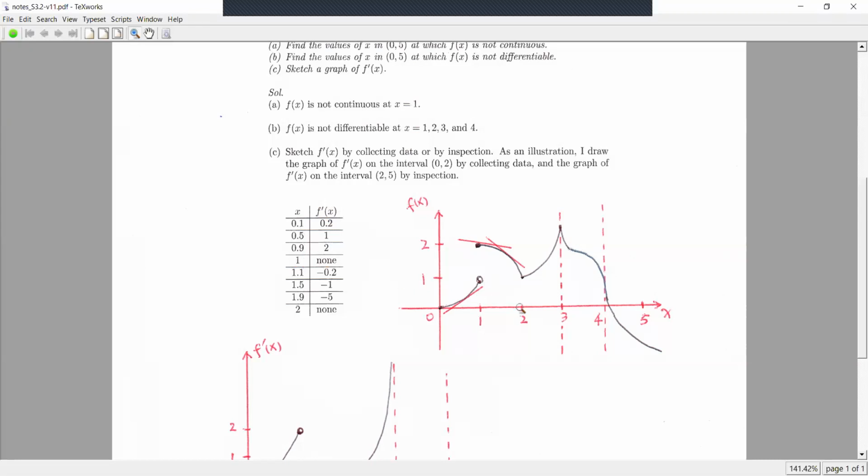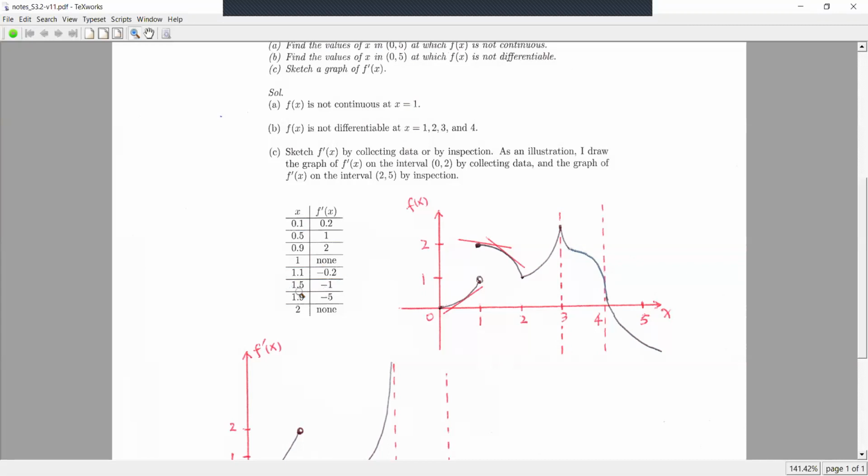At x is 1, no tangent line, so the derivative is not computable at 1, so none. At x is 1.1, here, close to 1 but on the right side of 1, at this point, draw a tangent line. Then the slope of this tangent line is negative, but a small negative. My guess is negative 0.2.